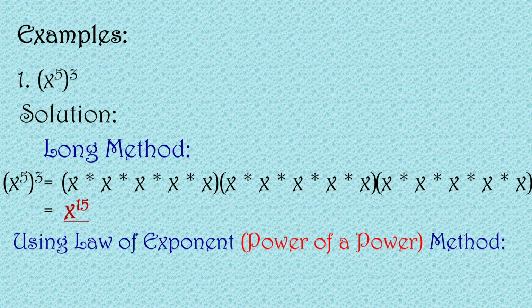Pero pag shortcut, using power of power, i-copy lang natin yung base, which is x, and then i-multiply natin yung nasa loob na exponent tsaka nasa labas na exponent. So, 5 times 3, so x, tapos 5 times 3, so which is 15. So, equals siya sa x raised to 15. So, ayan yung power of power. So, ibig sabihin, naka-raise na siya, tapos naka-raise pa ulit. So, i-multiply lang yung kanilang exponent.